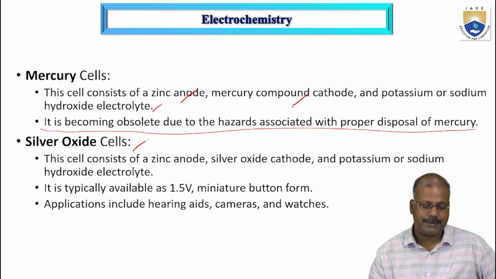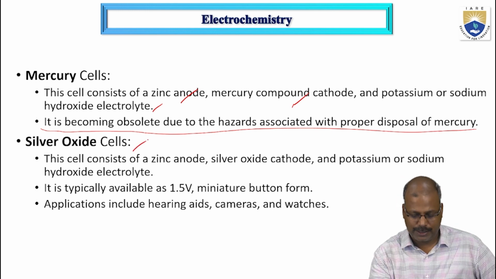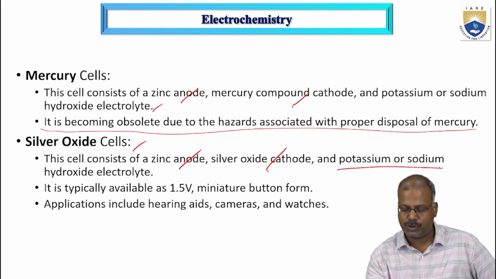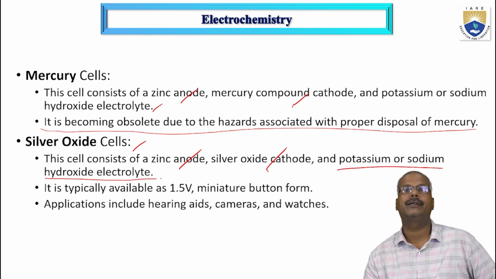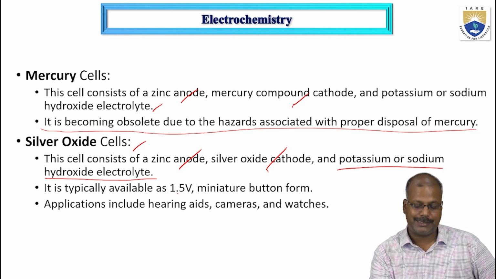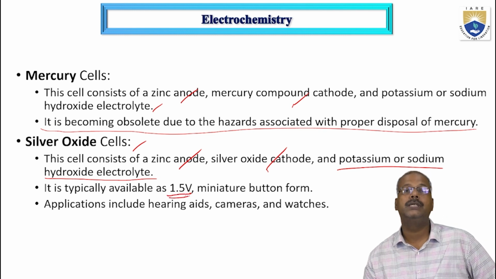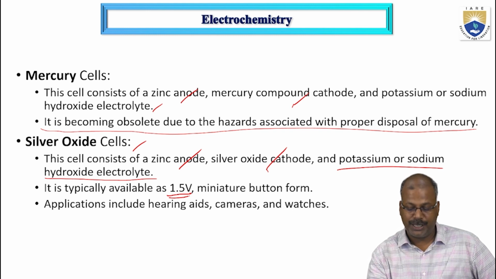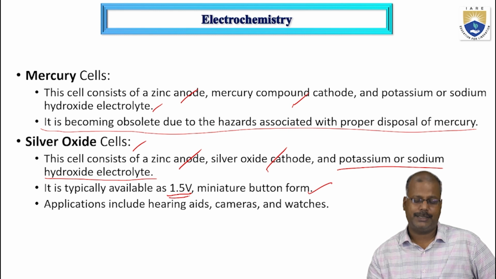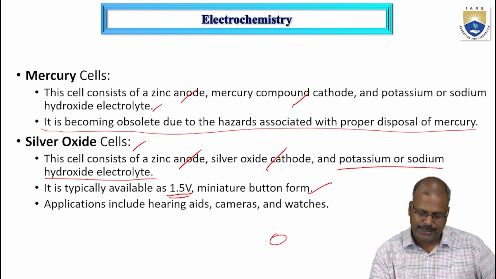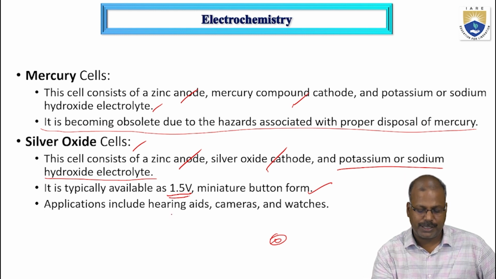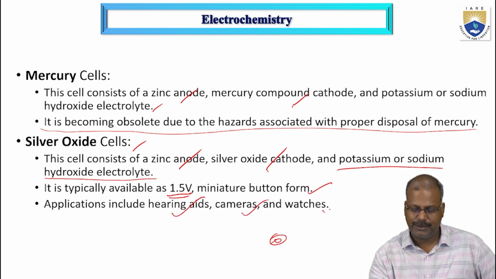Silver oxide cells. This cell consists of zinc anode, silver oxide cathode and potassium or sodium hydroxide electrolyte. Again, it is typically similar to a zinc carbon battery and alkaline cells. It gives 1.5 volts. It is available in miniature button form, like very small miniature-sized buttons. Applications include hearing aids, cameras, and watches.